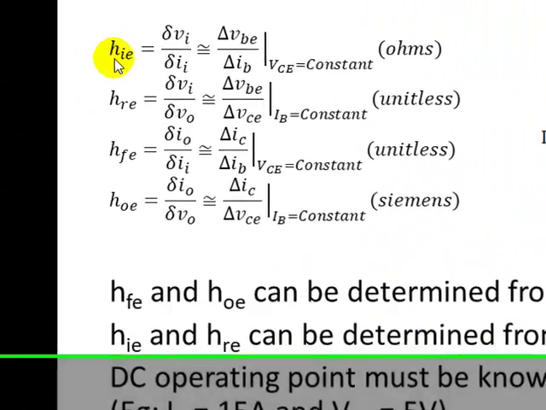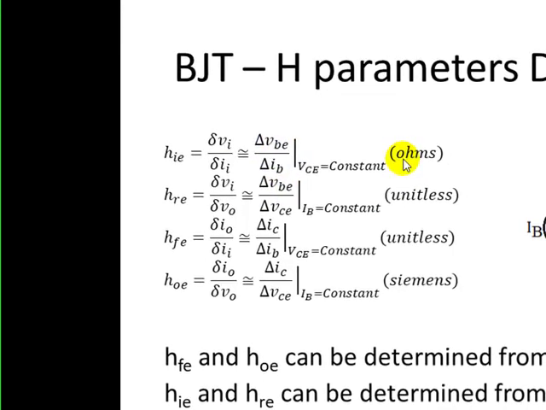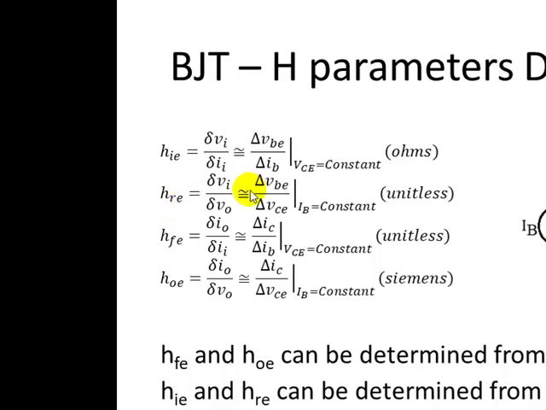We can obtain HIE as the ratio of change in VBE to change in IB, because we need these parameters to analyze how the circuit behaves for AC signals. So we are considering change in the voltage, not the DC voltages themselves. And the unit for HIE is ohms, so this is the input impedance parameter. HRE can be found by using this equation, delta VBE divided by delta VCE, change in input voltage divided by change in output voltage, keeping IB constant.